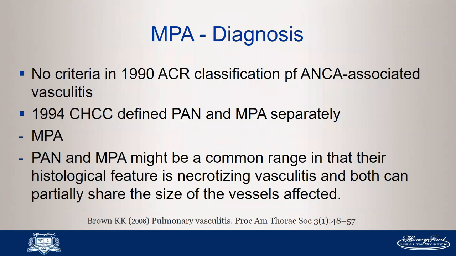Like I mentioned before, there was no criteria for the diagnosis of MPA in the 1990 ACR criteria. It was the 1994 Chapel Hill international consensus that defined this as a separate entity, which is essentially PAN and MPA, which they said is probably part of a spectrum. And with MPA, you see more necrotizing vasculitis.